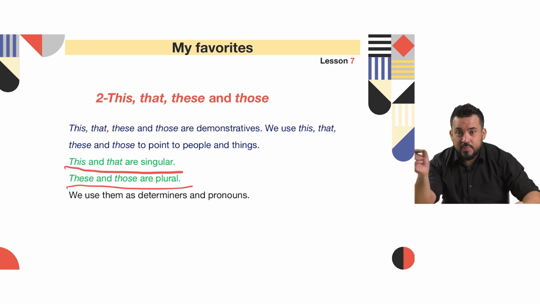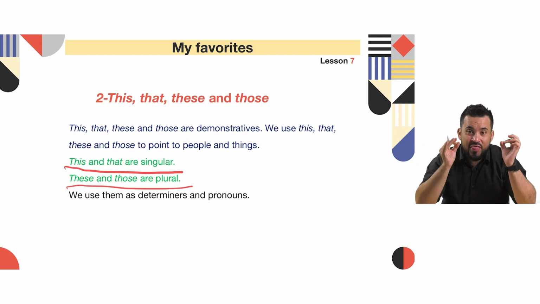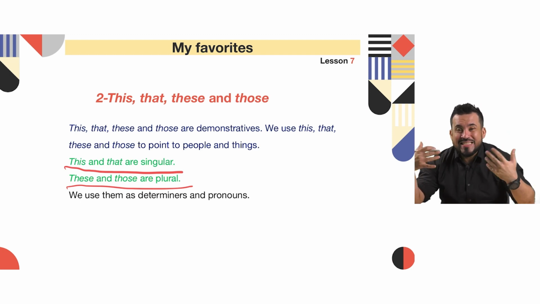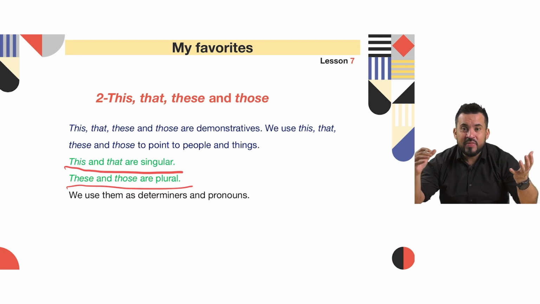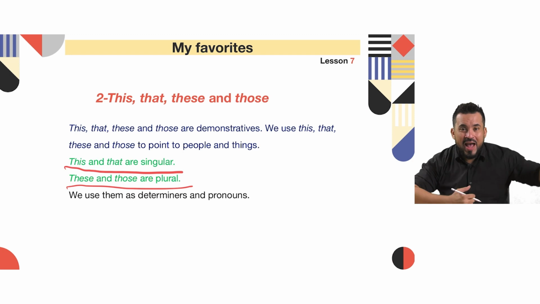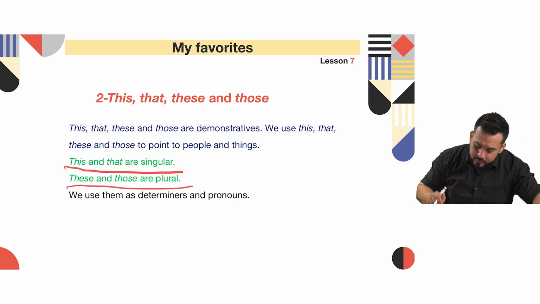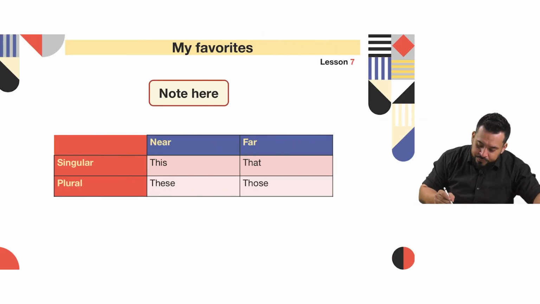Now pay attention to the pronunciation. We have this if it's singular, these, z. We use a Z sound, not an S sound. Like this, these, that, those. These and those are always plural. So we pronounce it differently with a Z sound. Okay, now, singular, this and that.